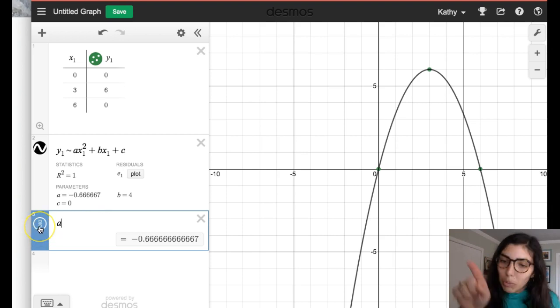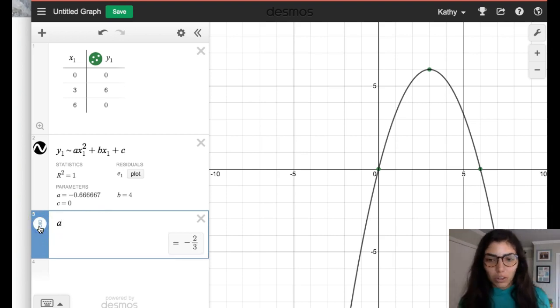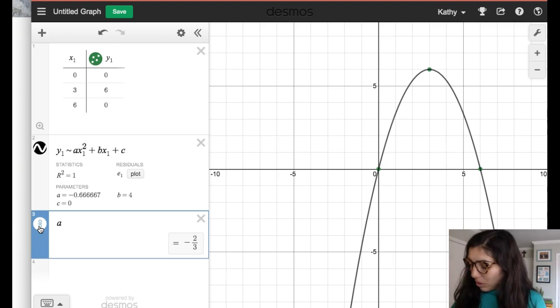But if you click the little boxy button, it's going to change that to the pretty fraction of negative 2/3. So now I know the a, the b, and the c. So I'm going to go ahead and write those down. I know you can't see me do this because I'm writing down here on my notes that A, that B, and that C value. Okay?